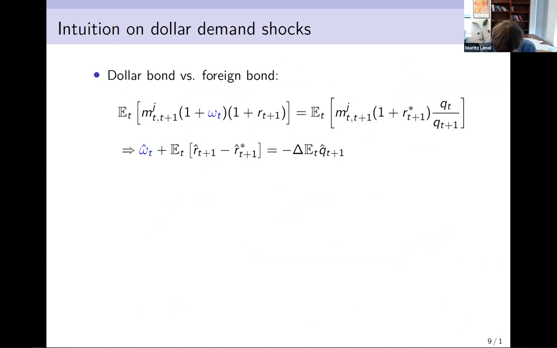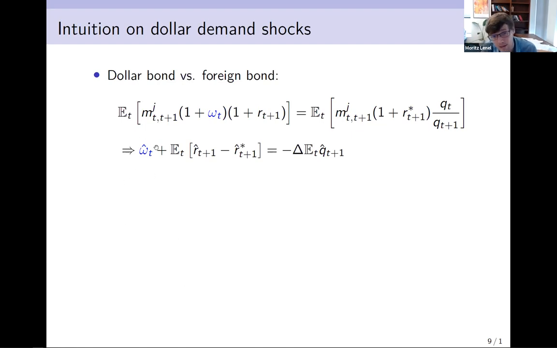The first such first order condition is the portfolio choice between the dollar bond and the foreign bond. Absent a dollar demand shock omega T, the discounted return on the home bond has to be equal to the discounted return on the foreign bond reswapped into home units. Or in first order approximation, the expected return differential on the home bond relative to the foreign bond in home and foreign units has to be undone by an expected dollar depreciation. Now, what does a dollar demand shock do?